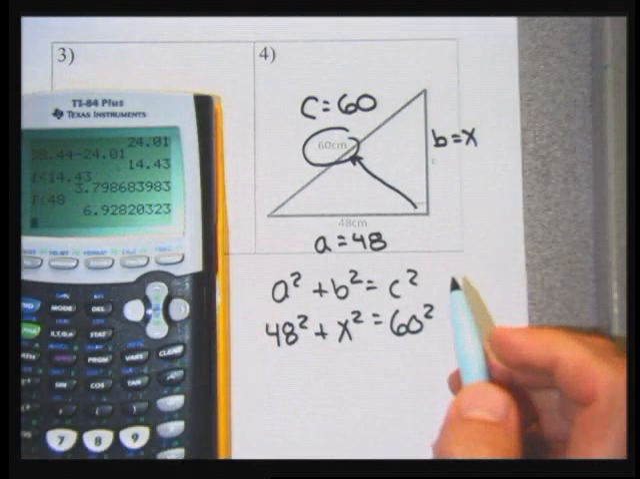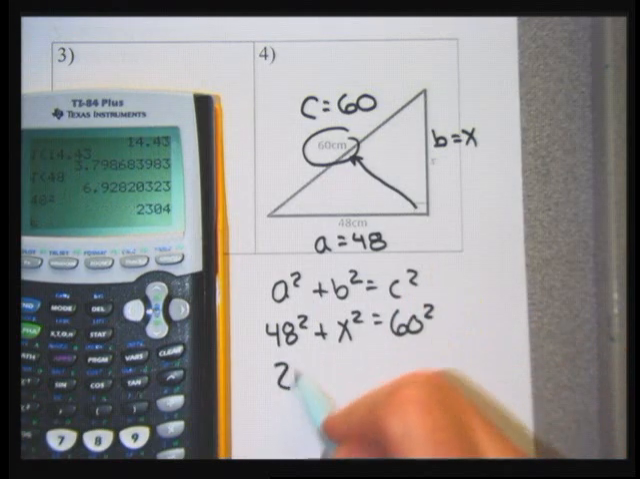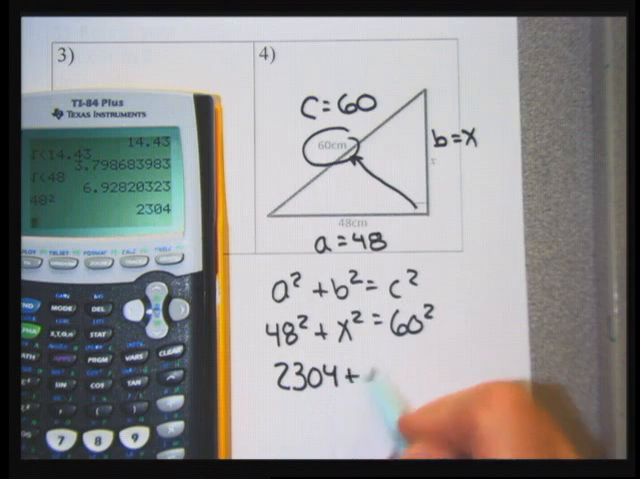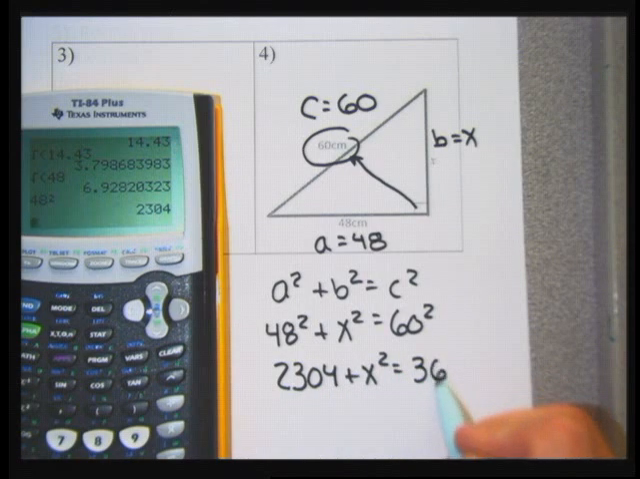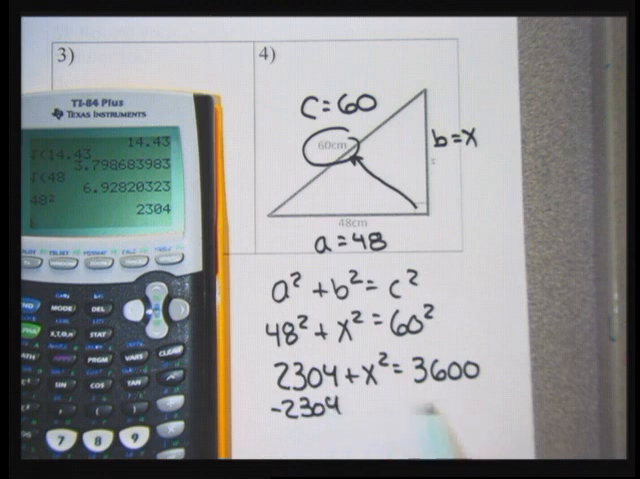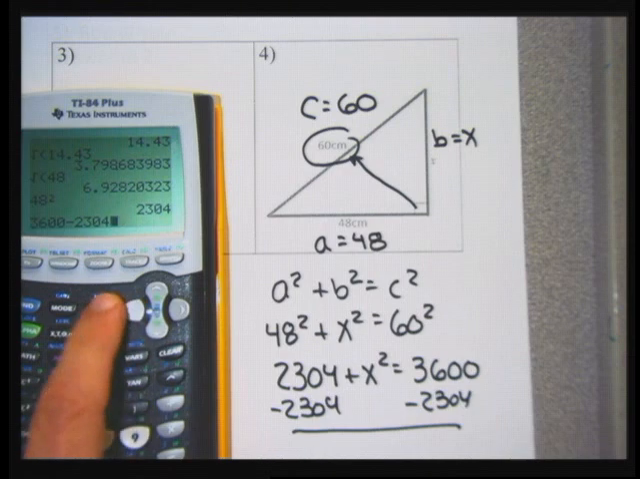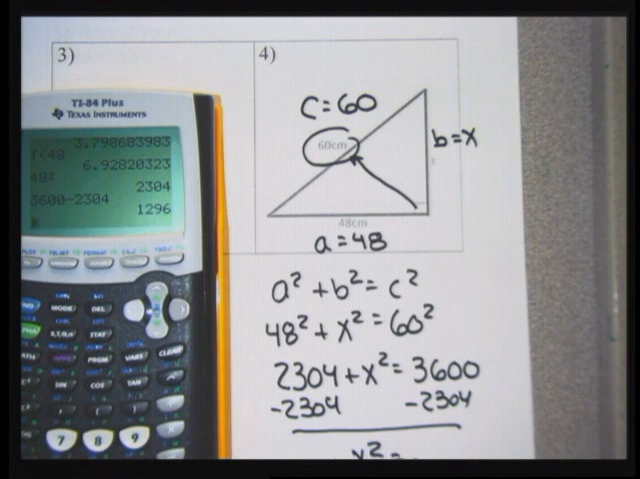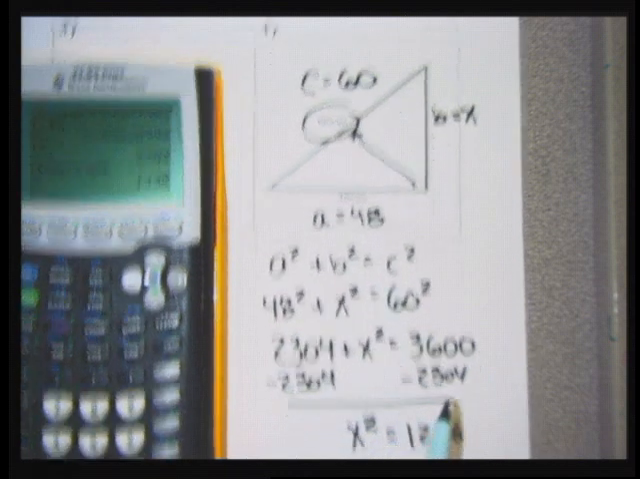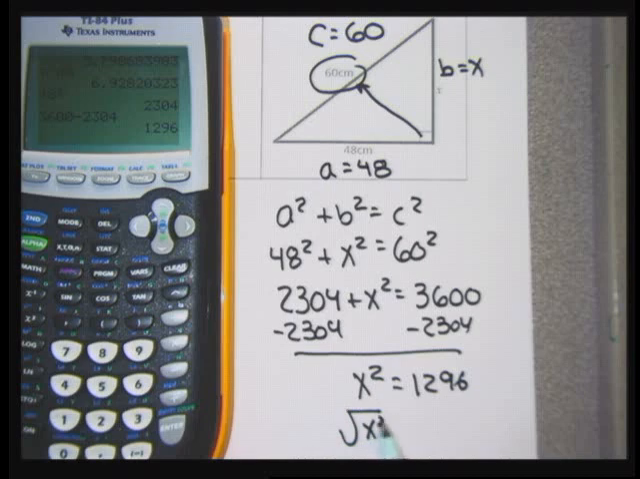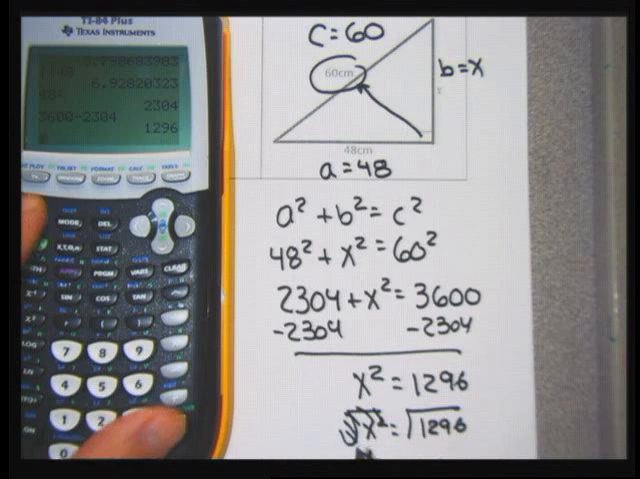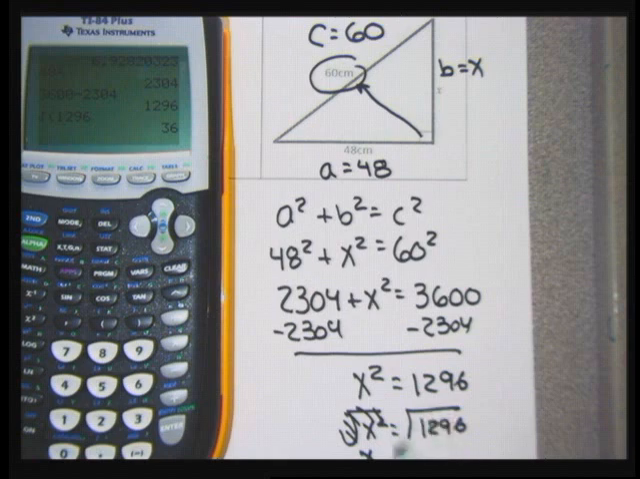And break out my calculator now. 48 squared is 2,304. So this is going to give me 2,304 plus x squared equals 3,600, because 60 squared is 3,600. But I'll subtract 2,304 from both sides. 3,600 minus 2,304 is 1,296. So this gives me x squared equals 1,296. Then I'm going to do the square root of x squared equals the square root of 1,296. The square root of x squared is just x, and then the square root of 1,296 is 36.